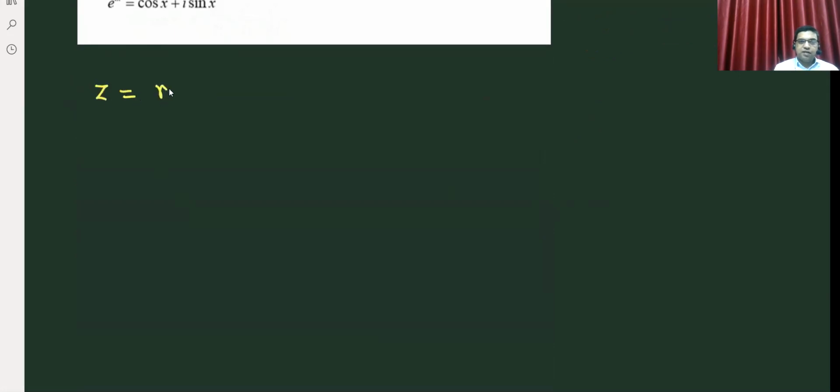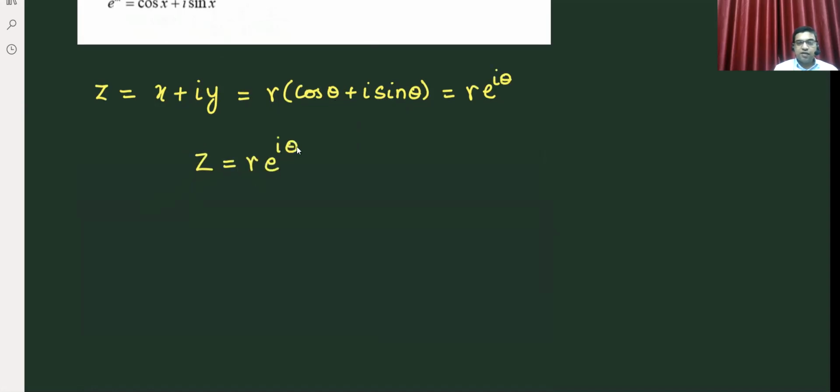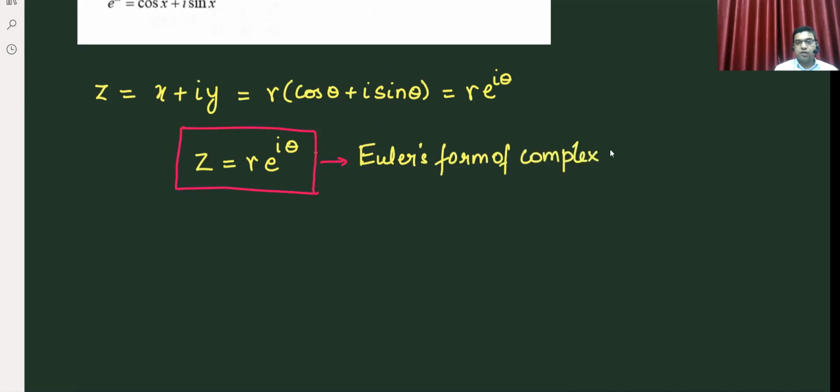Now z is, you can write x plus iy, which you can write as r times cos theta plus i sine theta, that is polar form. Now the same thing, because cos theta plus i sine theta is e power i theta, you can write the complex number as r e power i theta. This is the Euler form. Euler's form of a complex number.